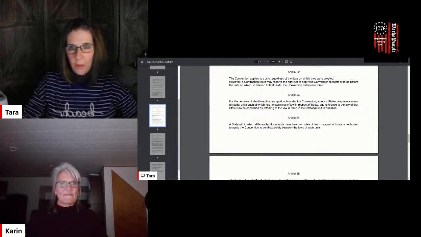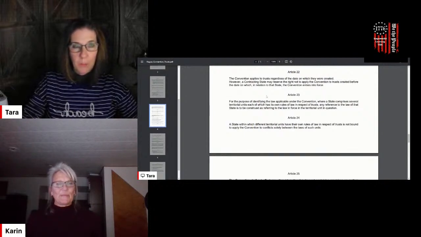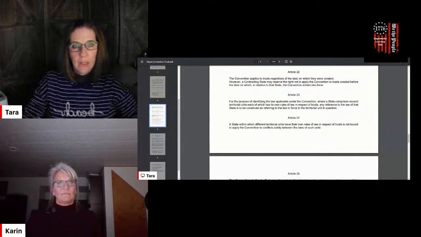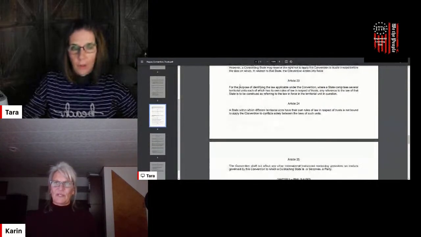For the purpose of identifying the law applicable under the convention where a state comprises several territorial units, each of which has its own rules of law in respect of trust, any reference to the law of that state is to be construed as referring to the law in force in the territorial unit in question. Correct. So where's your territory? Do you know what your territory is?